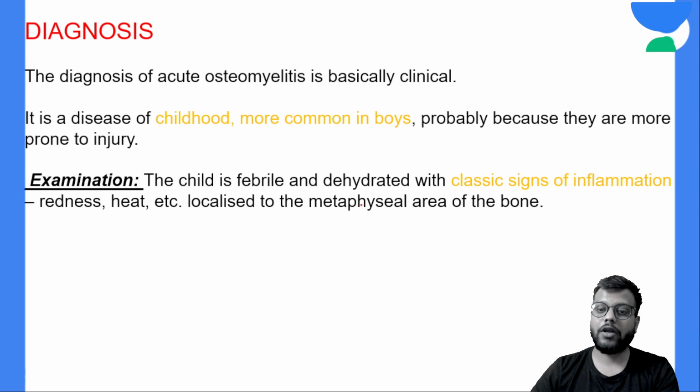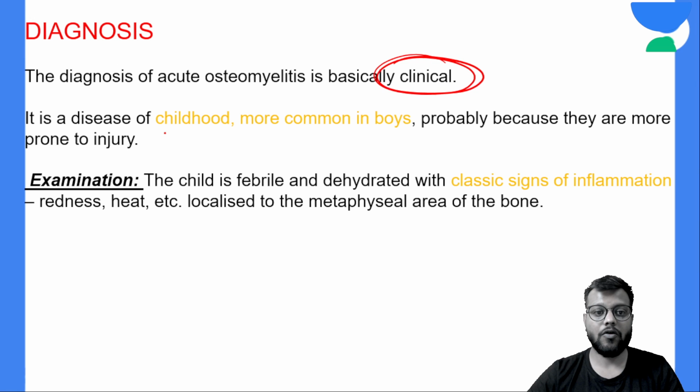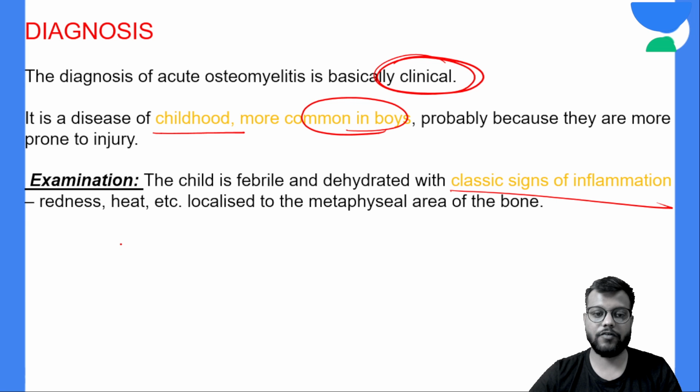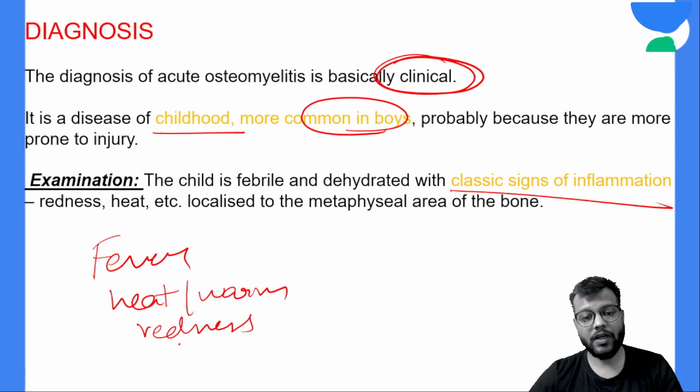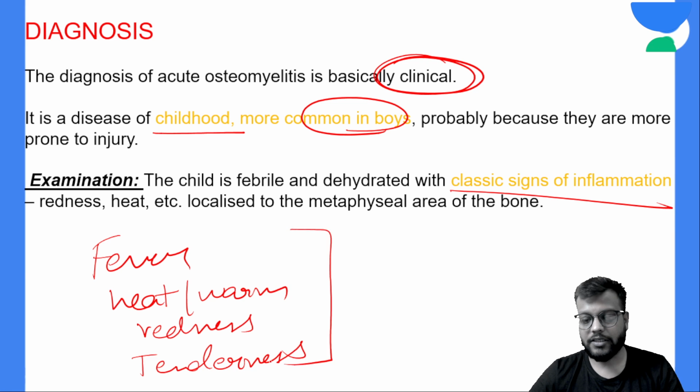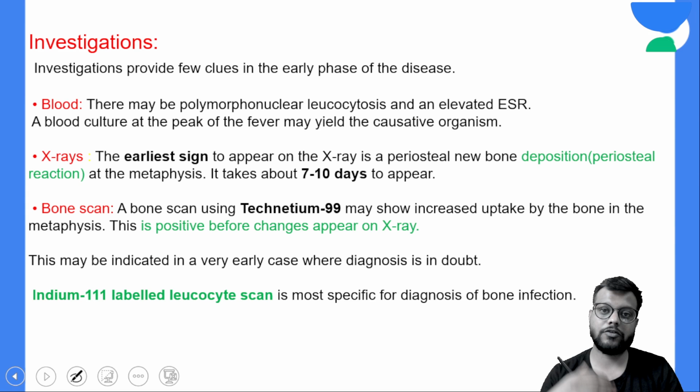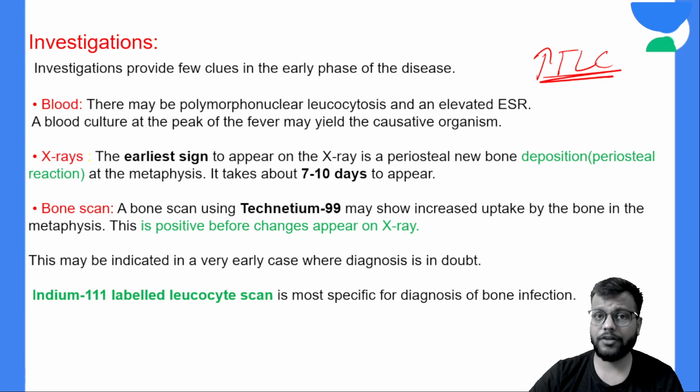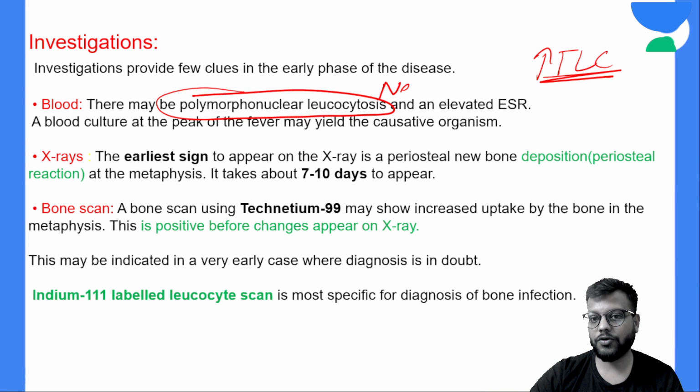Okay, so the diagnosis is basically clinical, you can have fever. In childhood boys it occurs, with the classical signs of inflammation like fever, heat, that is warmth, redness, tenderness, all will be there. So clinically you can very easily identify it. And if you go for the investigations, in the later stages only you will have the elevated TLC count, and in case of acute infection, obviously the polymorphonuclear leukocytes, that is the neutrophils, will be raised, with elevated ESR and CRP.